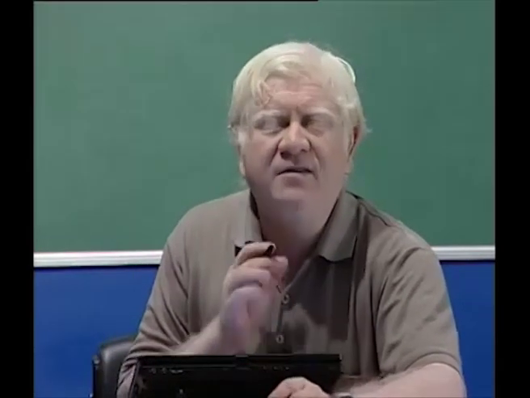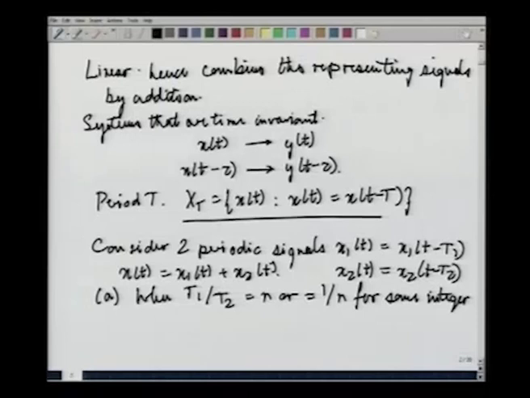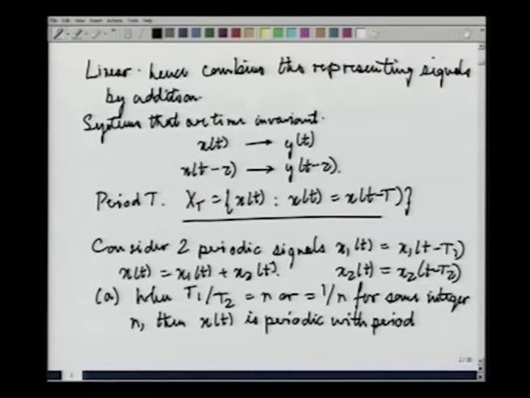So, there are clearly three cases that are possible. The first case is the simplest one, when T 1 by T 2 either equals n or equals 1 by n for some integer n, then x t is periodic with period T equal to max of T 1, T 2. This is the first case.